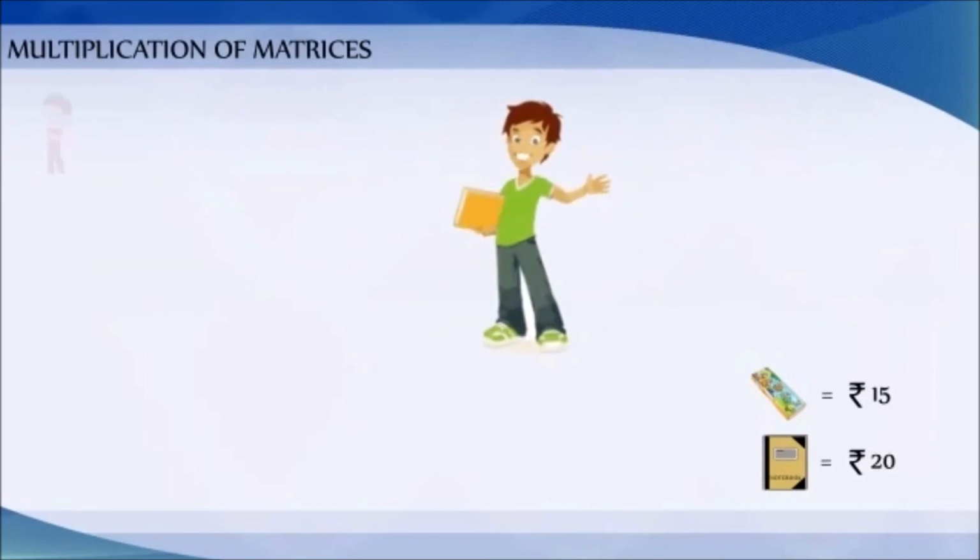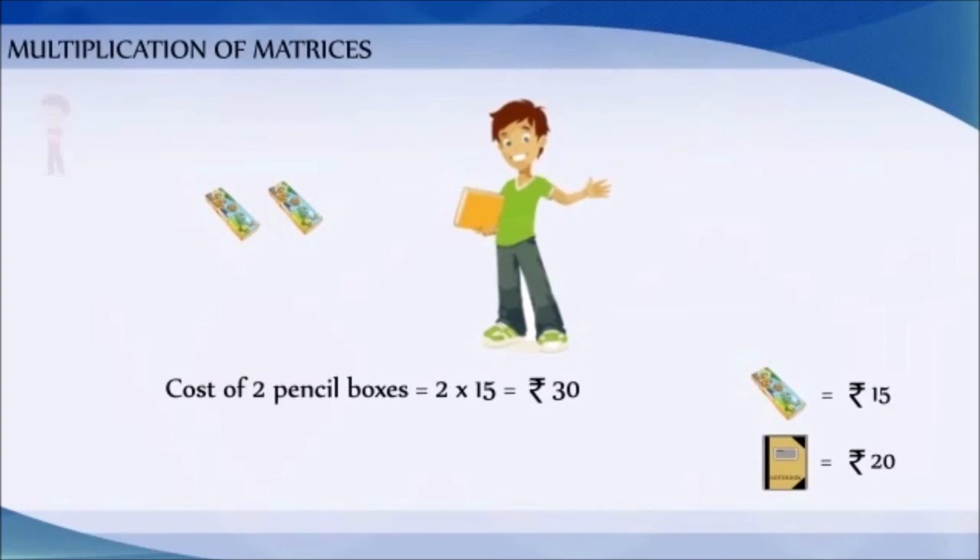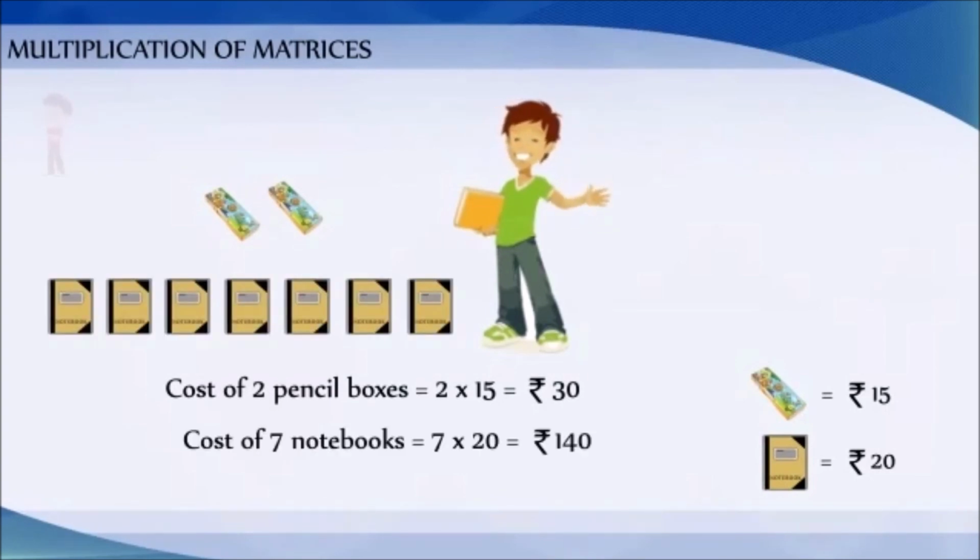Now, Nihal needs 2 pencil boxes. Therefore, 2 multiplied by 15 is equal to 30 rupees, plus 7 notebooks. 7 multiplied by 20 rupees is equal to 140 rupees. Therefore, the total amount Nihal needs is 170 rupees.